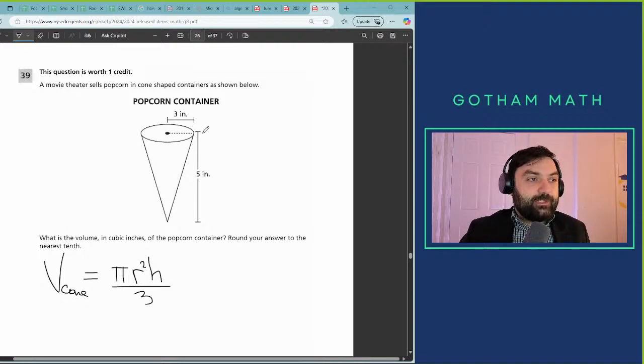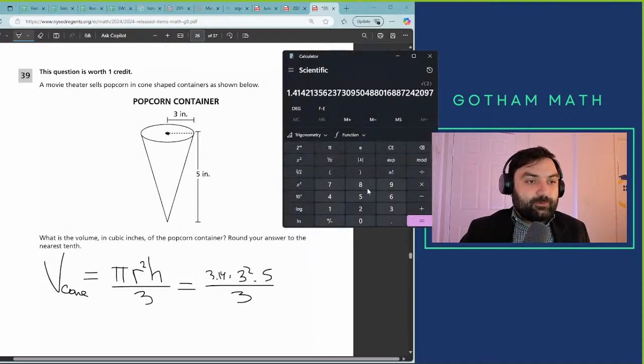Do we have radius? Yes, we do. Do we have height? Yes, we do. Do we know what pi is? Yes, we do, and we can use it in the calculator. That's it. So it's going to be like 3.14-ish, let's say, times 3 squared times 5 over 3.